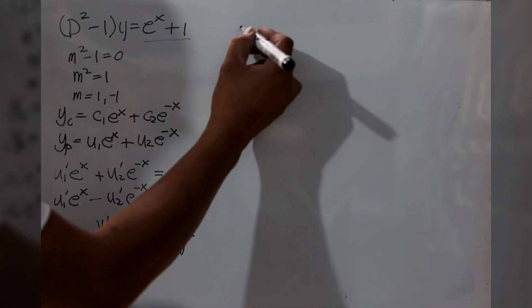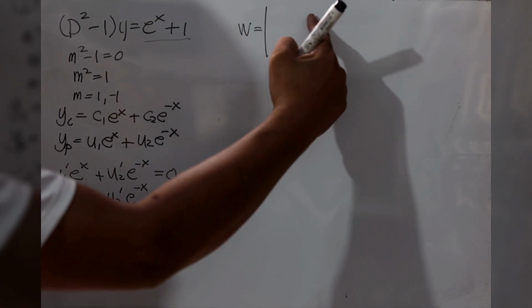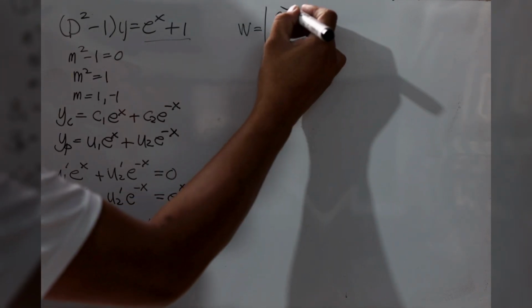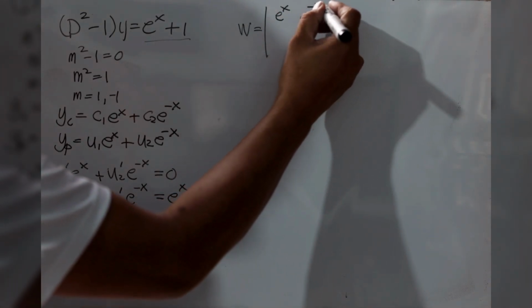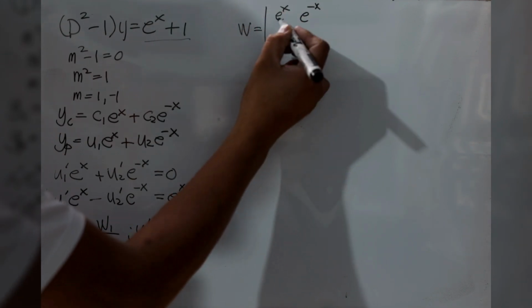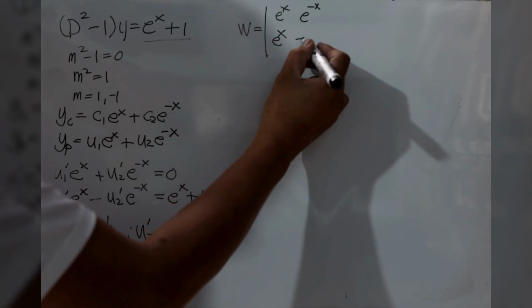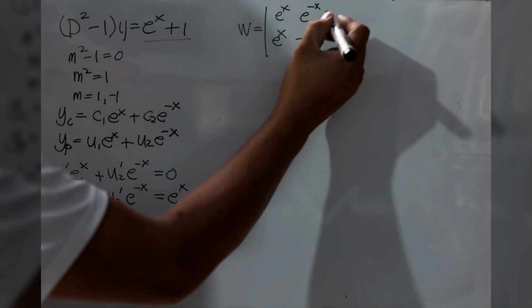Where w is, we write y sub 1 and y sub 2 here, which are e to the x and e to the negative x. Then the next row would be the first derivatives of these. The derivative of this is e to the x, and the derivative of that is negative e to the negative x. Then we find the determinant.